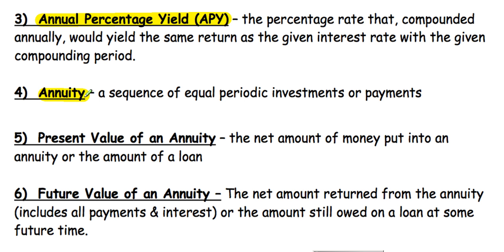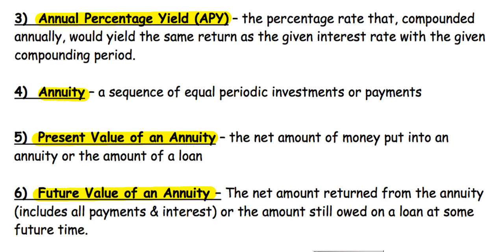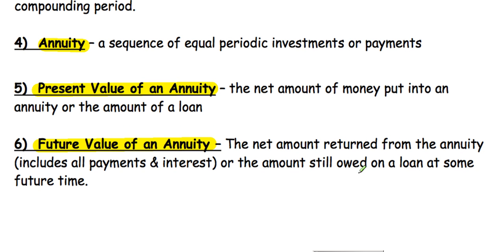The annuity is a sequence of equal periodic investments or payments. And then we've got the present value of that annuity is the net that you've put into it, or it's the amount of a loan. And then the future value is the net returned, including payments and interest, or it's the amount that's still owed on a loan at some future time.